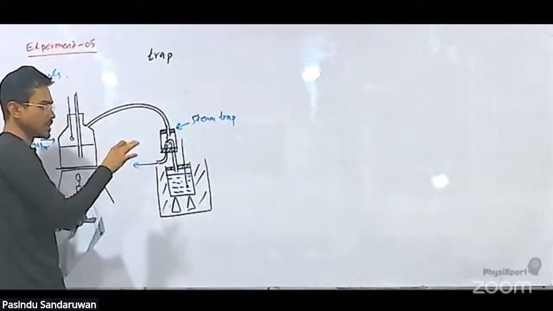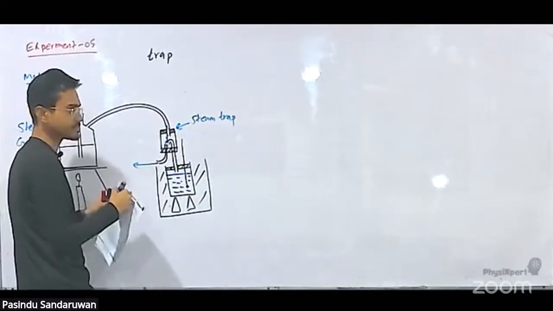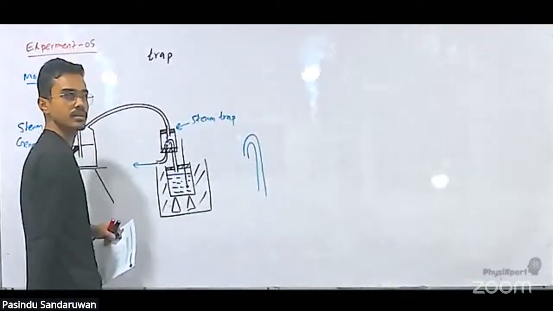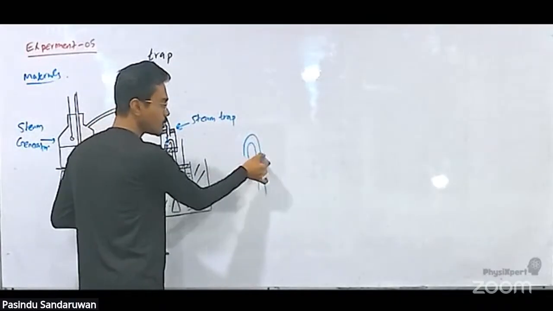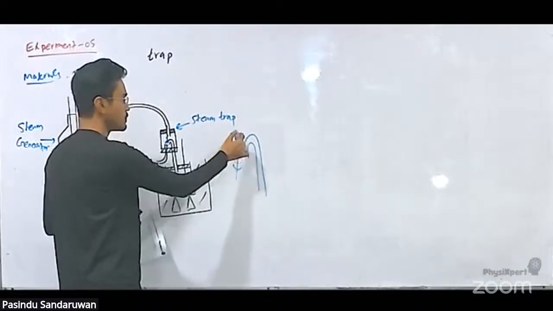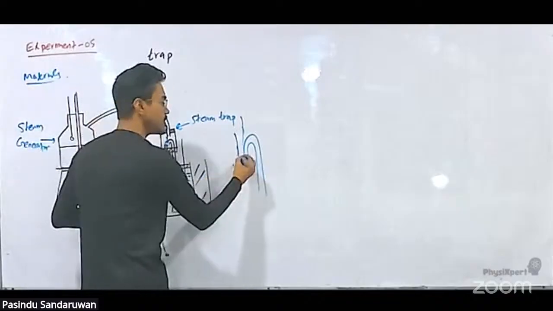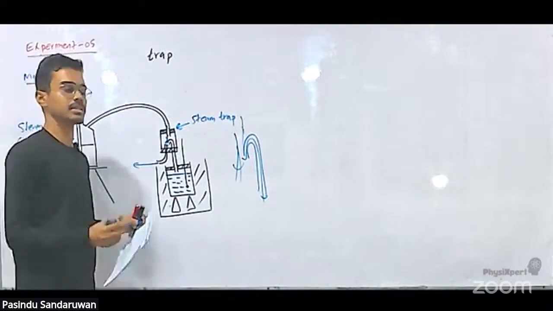This tube is fixed with a bend. You can see there is a bend. Then water is not going to go through this one, because water falls down and has no way to go back inside. Only the steam is going to go in and reach here. That is why it is called a steam trap.